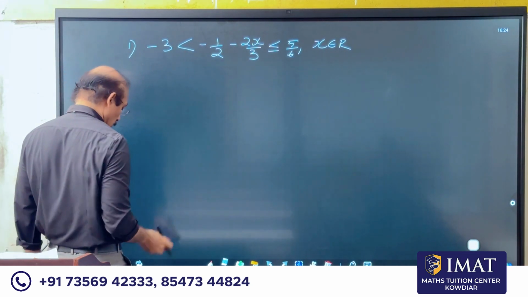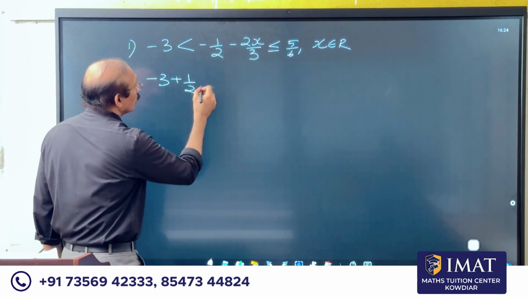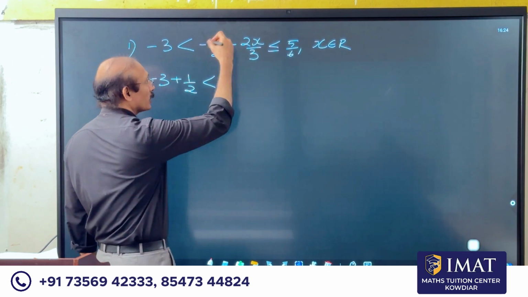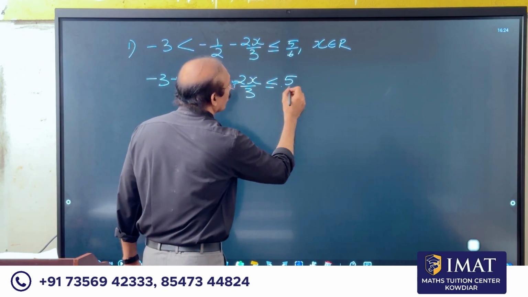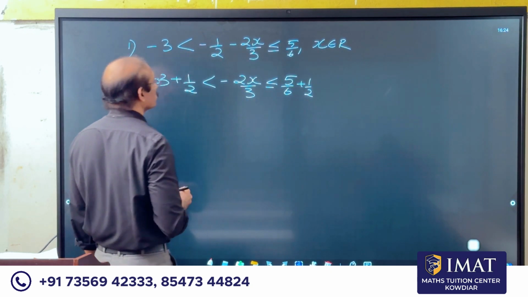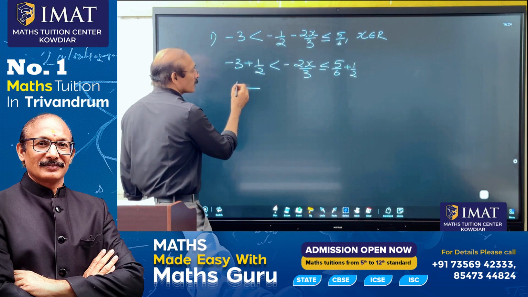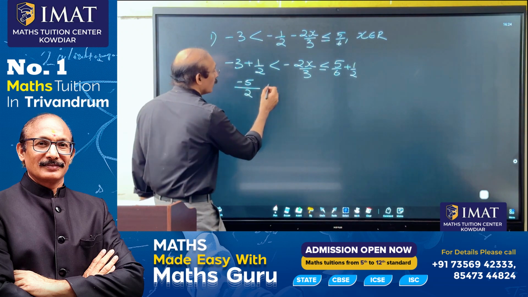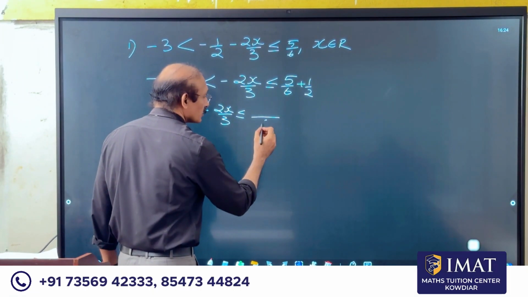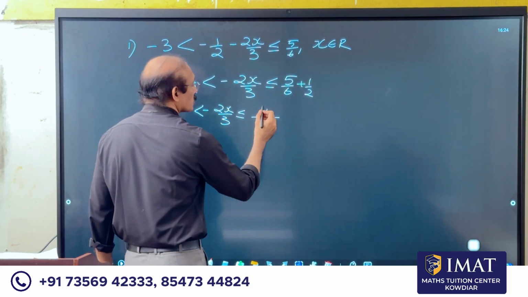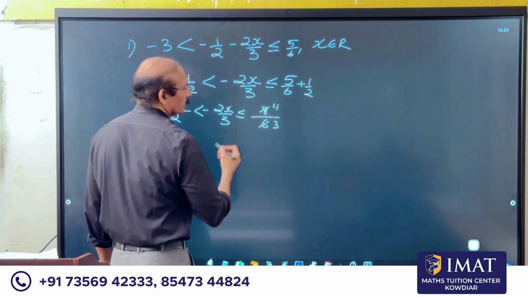So minus 3 plus 1 by 2 less than, when you add plus 1 by 2, minus 1 by 2 cancels. So minus 2x by 3 less than or equal to 5 by 6 plus 1 by 2. When you take the LCM of this, it is minus 6 plus 1, which is minus 5. Minus 5 by 2 less than minus 2x by 3 less than or equal to, when you take the LCM, this is 6. So 5 plus 3, which is 8, which becomes 4 by 3.